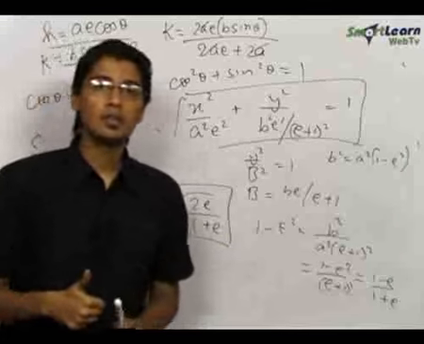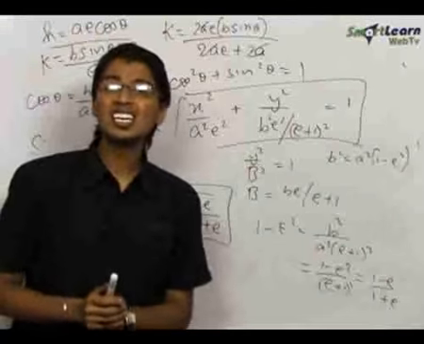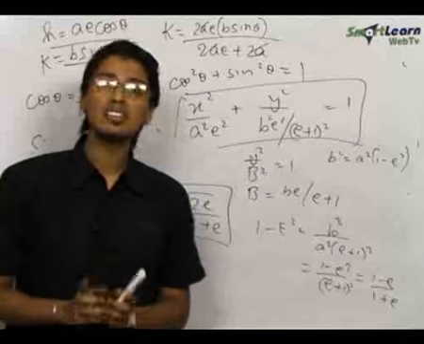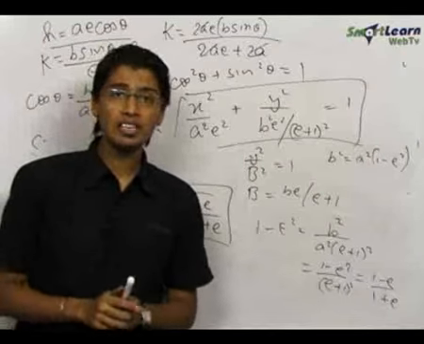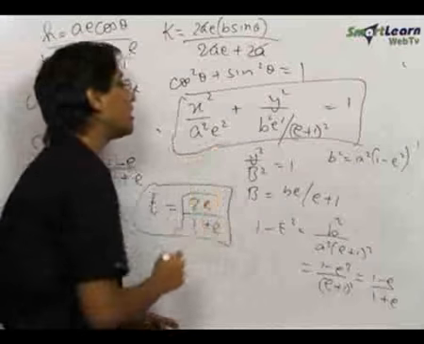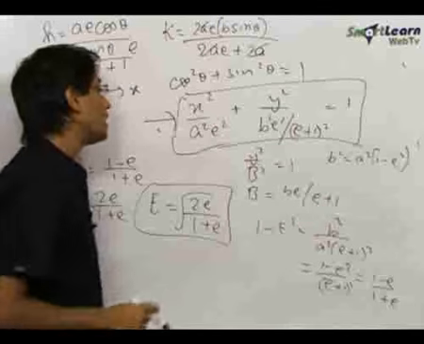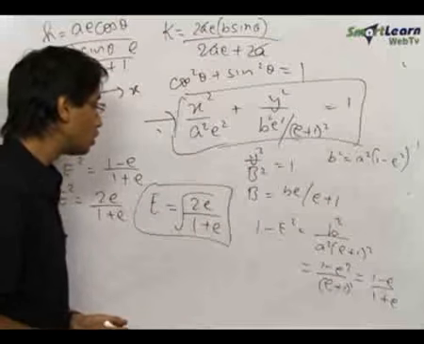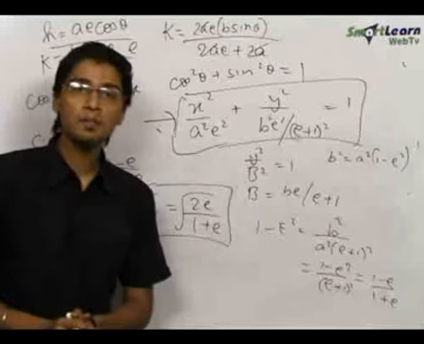In this problem, we remembered the formula for the incenter of a triangle whose three sides and the three vertices are given. This is the important formula that you should remember, and hence we proved the locus of the incenter of the triangle to be an ellipse, and found the eccentricity to be equal to under root of 2e upon (1 plus e), which is the final answer.